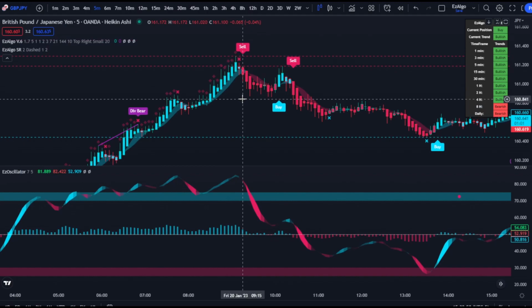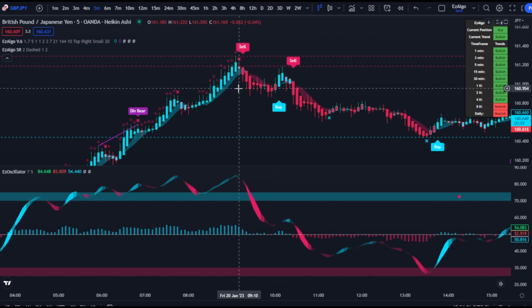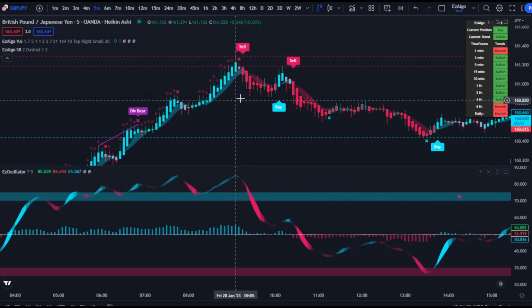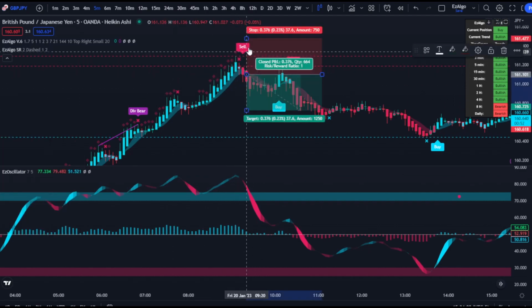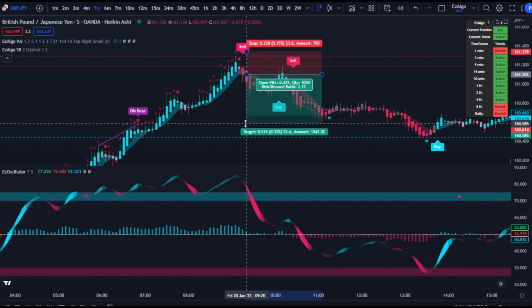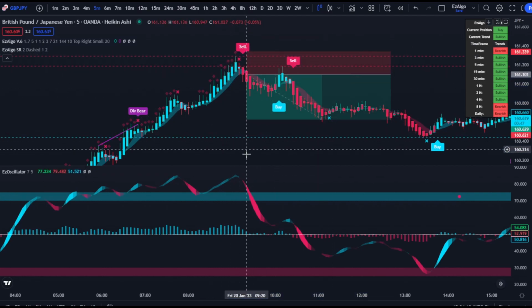And here we go, right? We finally see we have that mild sell signal. We have that trend ribbon flip, and we have that sell signal on EzAlgo. So for me, that is enough confluence that I'm going to enter a trade right there because of that sell signal on top of all the other confluences.